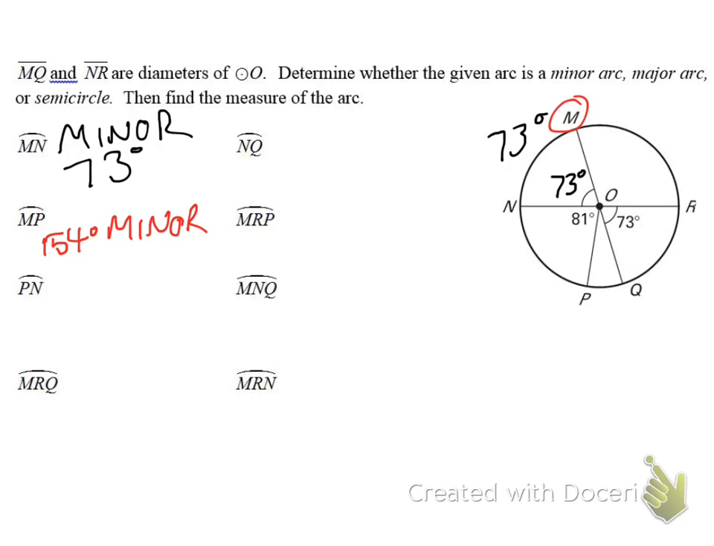Let's see here. PN, P to N, this arc, and I can see real quick that that is going to be 81 degrees because its central angle right here is 81 degrees, and that again is a minor arc because it's less than 180. Now MRQ, and this right here kind of gives it away.